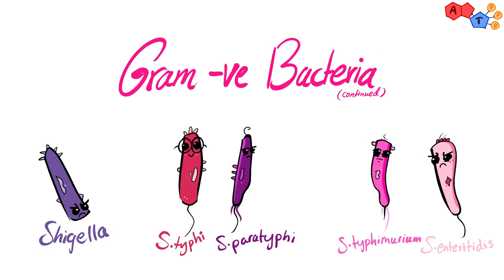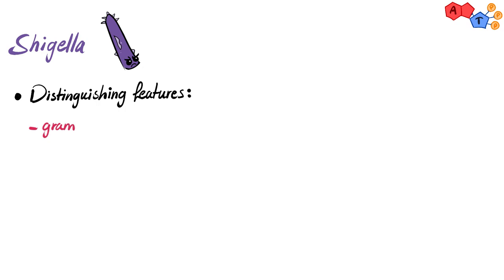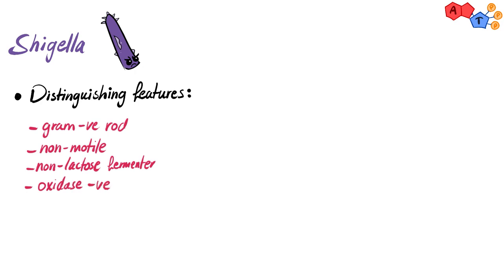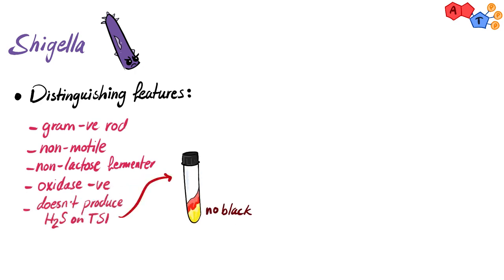First on the list today is Shigella. Shigella is a gram-negative rod, non-motile, non-lactose fermenter, and is also negative for oxidase, and does not produce hydrogen sulfide on TSI agar. TSI stands for triple sugar iron. We will know the importance of knowing this later on.